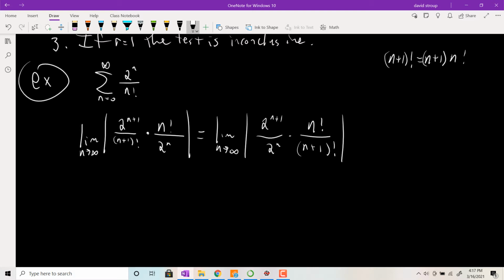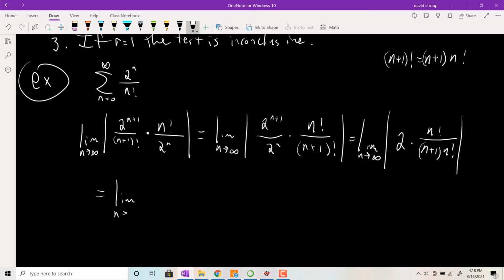So what we end up with then is the limit as n goes to infinity of the absolute value. So we have 2 to the n plus 1 over 2 to the n, which is just going to be 2 to the n plus 1 minus n, which is just 2, and then times n factorial all over n plus 1 times n factorial. Then that'll equal the limit as n goes to infinity of the absolute value of, the n factorials cancel, and you're just going to have 2 all over n plus 1.